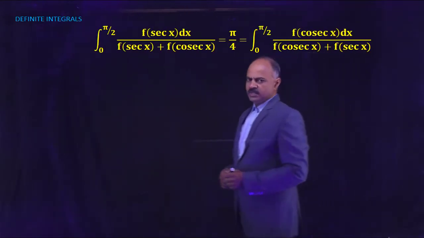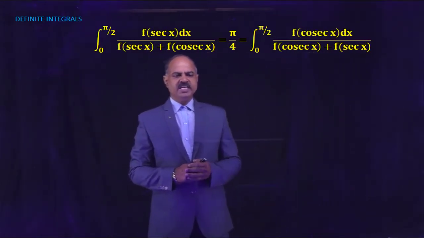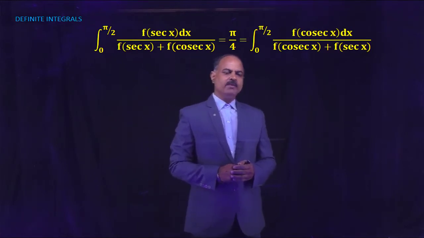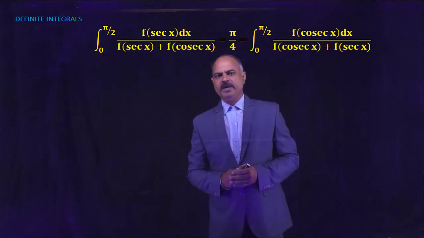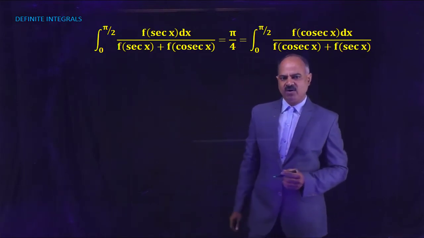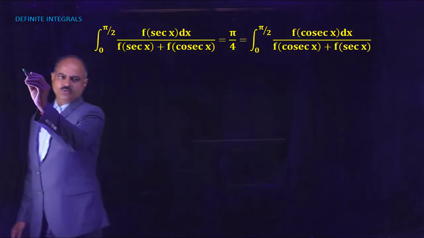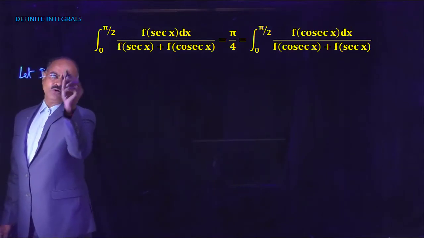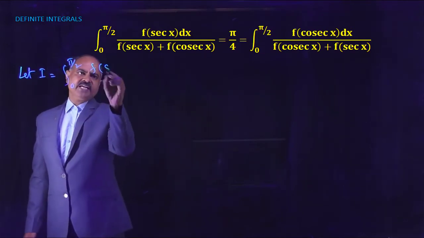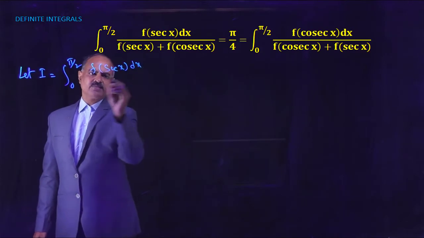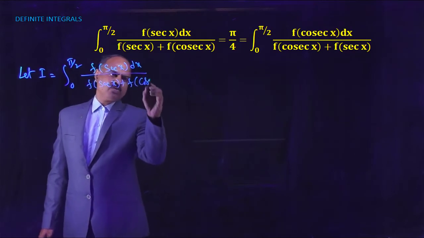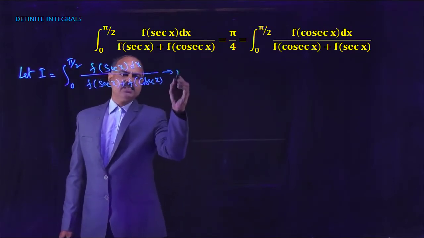Next formula: integral 0 to pi by 2 of f of secant x dx by (f of secant x plus f of cosecant x) equals pi by 4, that is equal to integral 0 to pi by 2 of f of cosecant x dx by (f of cosecant x plus f of secant x). Let I be equal to integral 0 to pi by 2 of f of secant x dx by (f of secant x plus f of cosecant x). This is equation number 1.